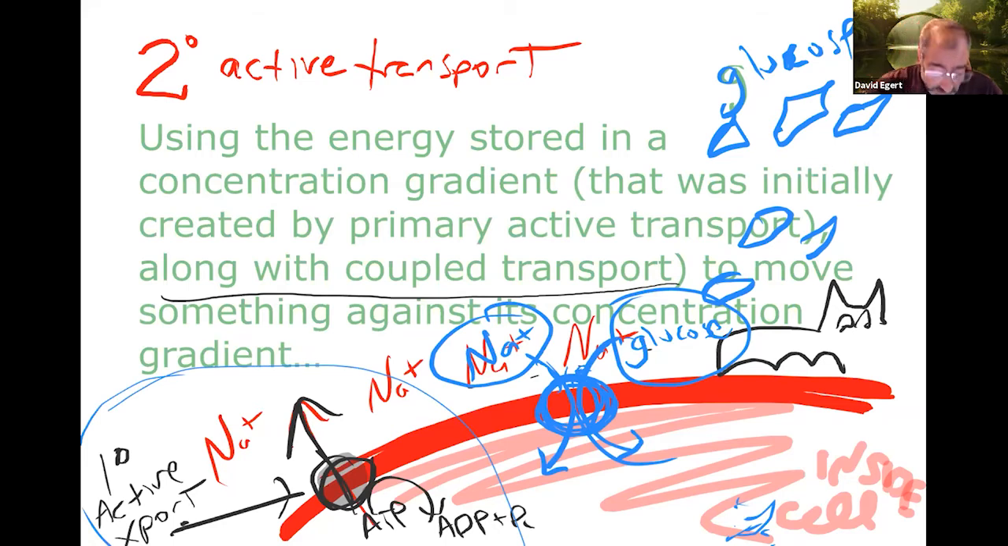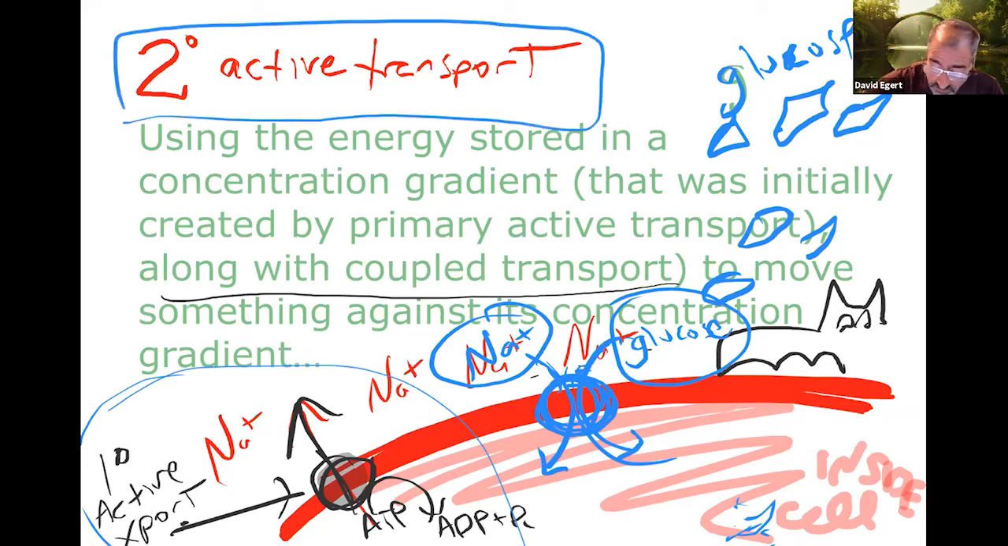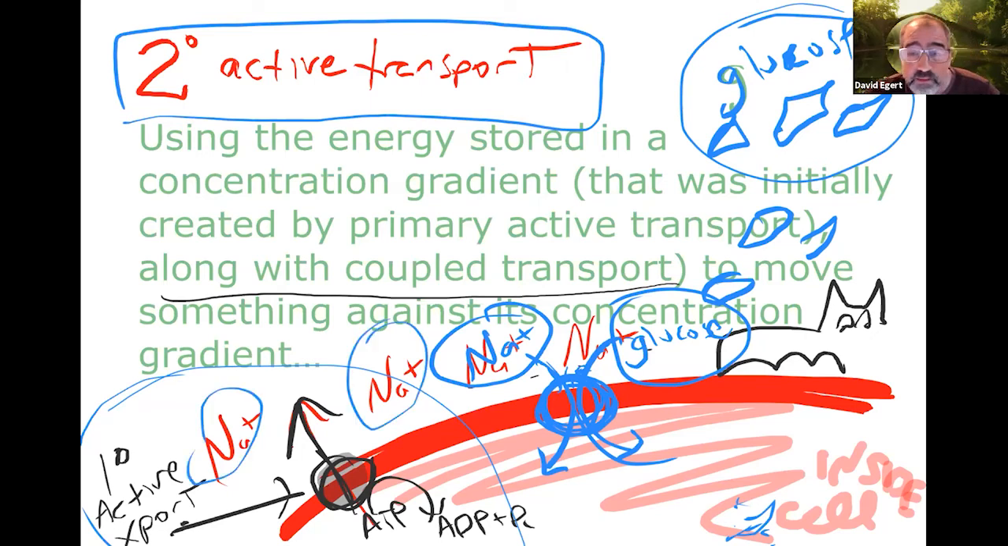But secondary active transport means the glucose is getting pulled in against its gradient, but the energy is not coming from ATP. The energy is coming from the energy stored in the sodium gradient. And the sodium gradient, which was originally set up by ATP, but the actual energy to move glucose into the cell here is coming from the energy stored in the sodium gradient. So does that make sense?